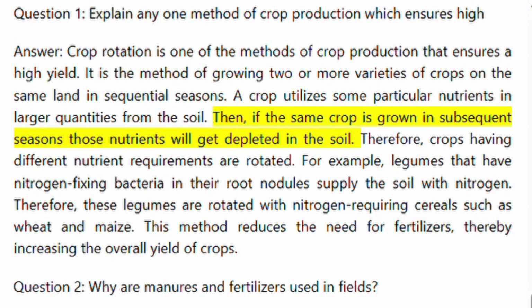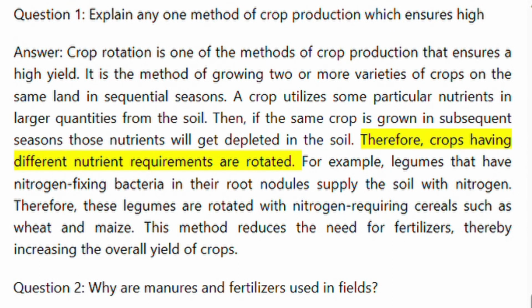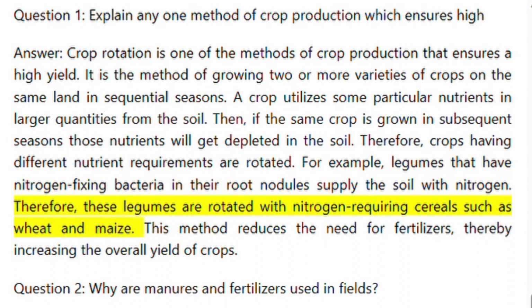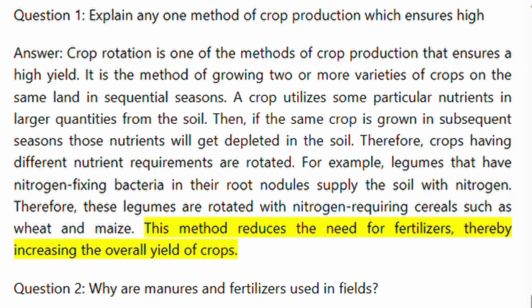Then, if the same crop is grown in subsequent seasons, those nutrients will get depleted in the soil. Therefore, crops having different nutrient requirements are rotated. For example, legumes that have nitrogen-fixing bacteria in their root nodules supply the soil with nitrogen. Therefore, these legumes are rotated with nitrogen-requiring cereals such as wheat and maize. This method reduces the need for fertilizers, thereby increasing the overall yield of crops.